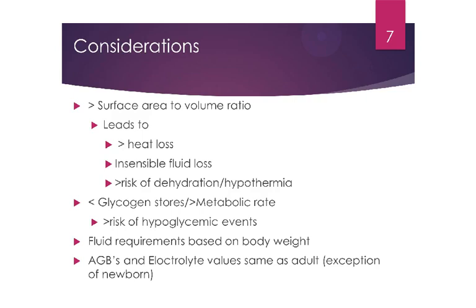Now, infants also have reduced glycogen stores compared to adults, and they also have a higher metabolic rate. And these two combined can increase the risk of hypoglycemic events. So the fluid requirements for infants are based on their body weight. But it's important to know that the arterial blood gases and the electrolyte values are actually the same as an adult, apart from newborns, of course.